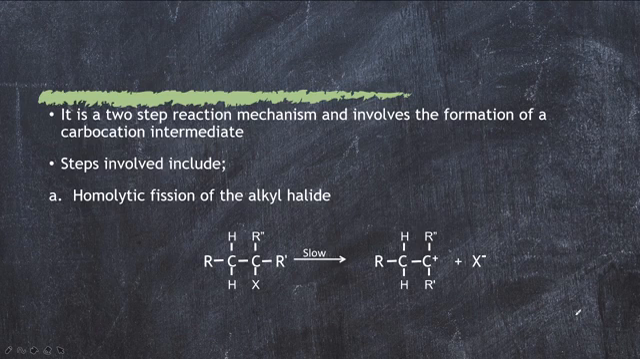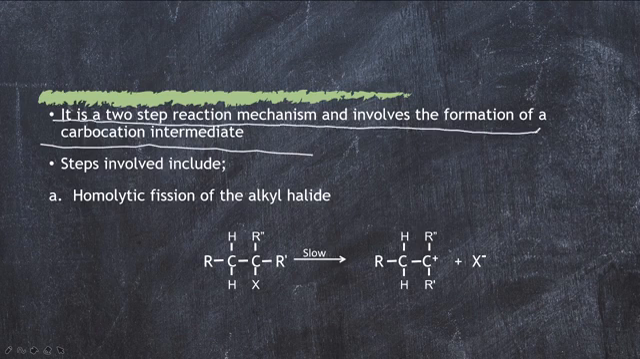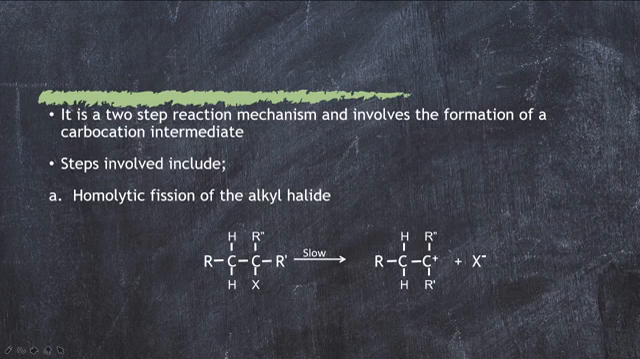It is also a two-step reaction mechanism and it involves the formation of a carbocation intermediate. I gave you this point in my last video. Now you can see it forms a carbocation intermediate. I'm going to come back to this equation. So I said it's a two-step reaction mechanism. Now we're going to talk about the two steps involved. Let's start with the first step.